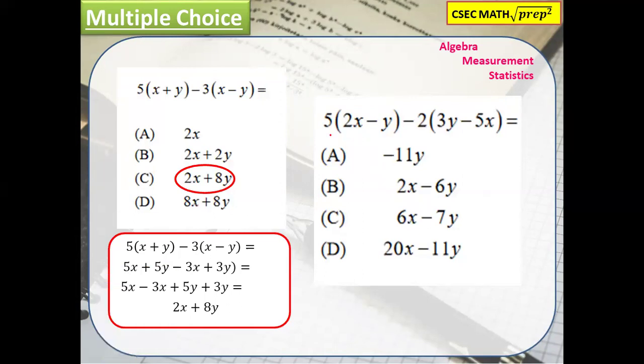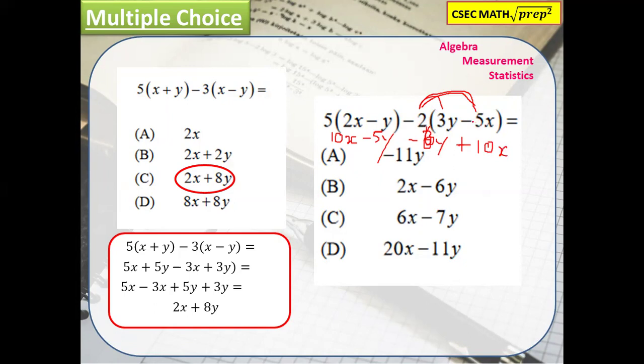So 5 times 2x is 10x, and 5 times y is minus 5y. I'm going to do a short version for this question. 2 times 3y is minus 3y. And look at here, minus 2 times 5 minus 5 will give me a positive. Oh, by the way, this is 6y, my bad. 2 times 3 is 6y. Then minus 2 times minus 5 is a positive 10x.